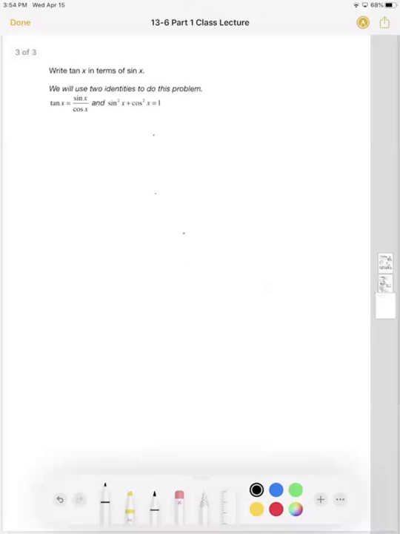Now, let's try one more thing that you're going to see on the homework tonight, and that is, it says to write the tangent of x in terms of the sine of x. So I want to take the tangent of x and rewrite it with just sine in it. Okay, now what's the first thing I remember?